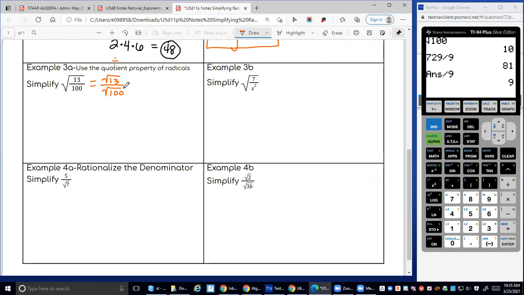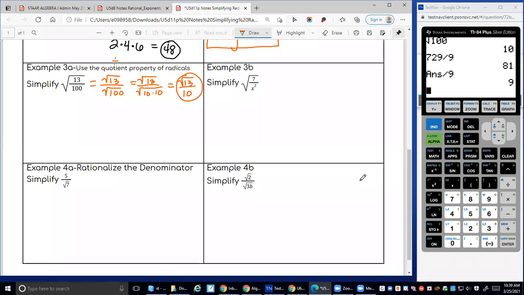But the square root of 100, does anybody know what the 2 factors for 100 are? I'm sorry, I gave it away. Yeah. So it's 10 times 10, right? So you have a group of 2. And so you end up with the square root of 13 over 10, okay? Over 10. And that's the answer, okay? So I want y'all to go ahead and start on 3B, and let me give you a little time on that one.